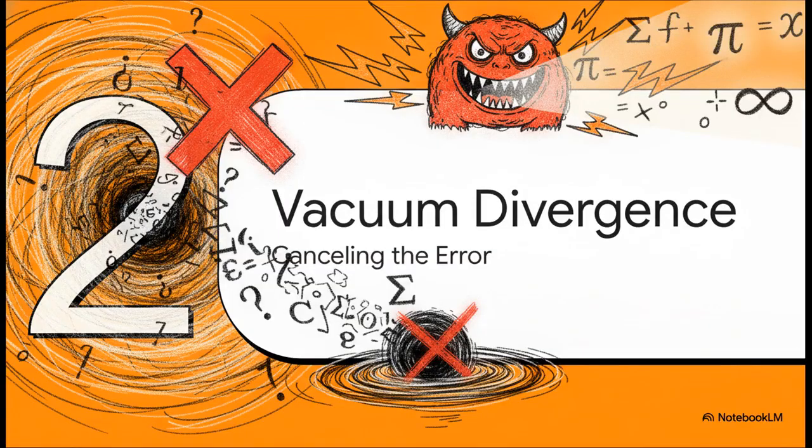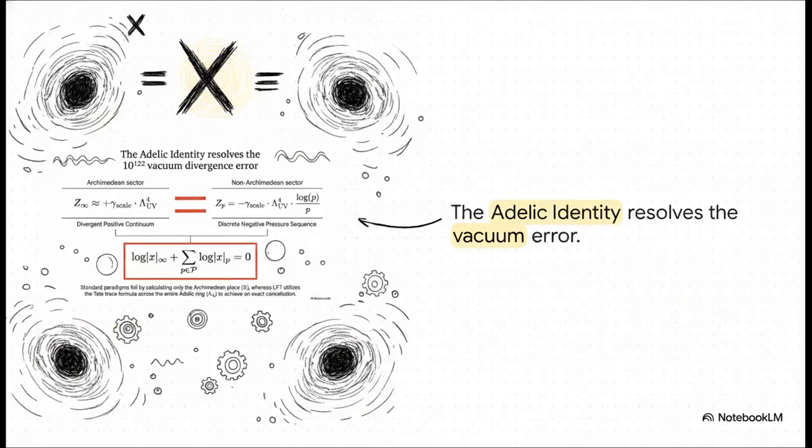Section 2. Canceling the vacuum divergence. Every great mathematical framework has to solve a major problem, right? Well, standard physics tries to calculate the energy of the quantum vacuum, and it gets a number that is wrong by a factor of 10 to the power of 122. That is a 1 with 122 zeros after it. It is literally the ultimate cosmic blue screen of death.